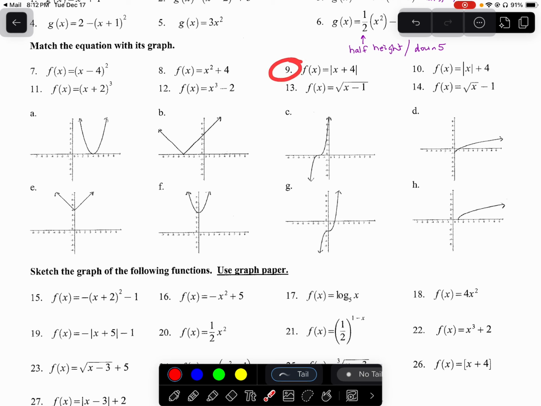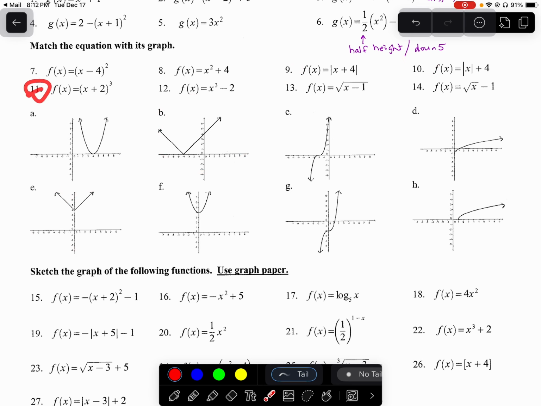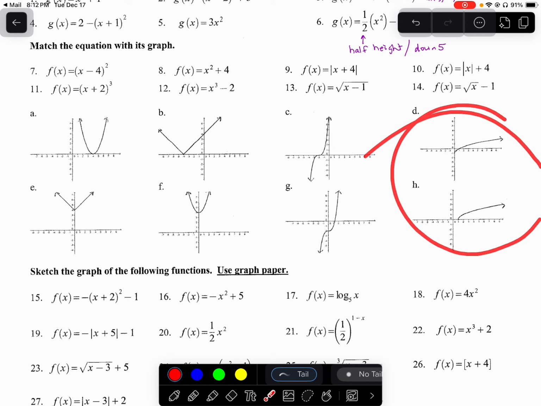Okay. 9 and 10 are absolute values. They're going to be V's. Remember our parent function V's. So one of them is going to be B, one of them is going to be E. Which is which? 11 and 12 are both cubes. Cubes are going to look like either C or G. One of those has to be C and one of them G. And then 13 and 14 are both square roots, D and H.